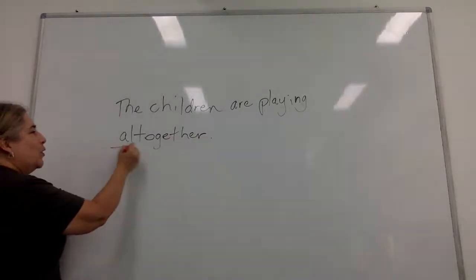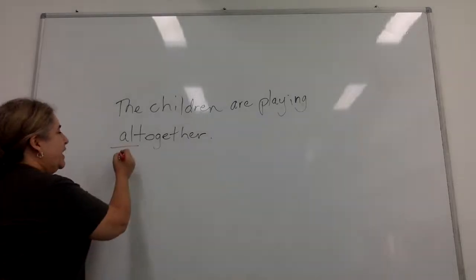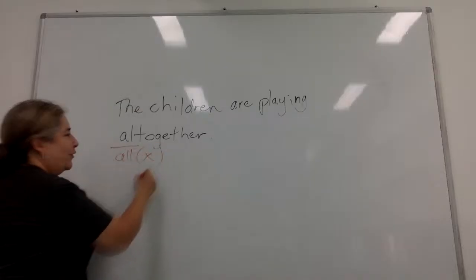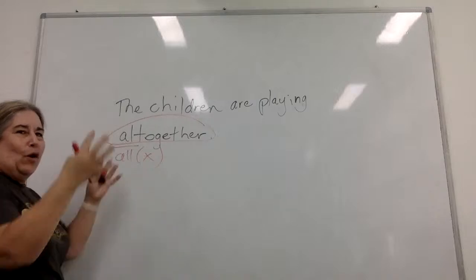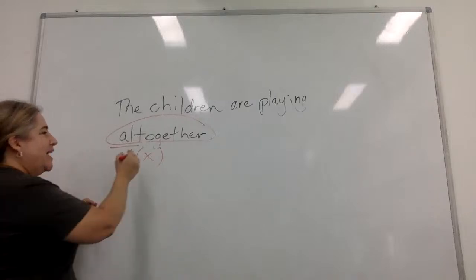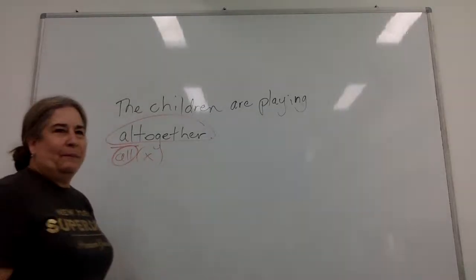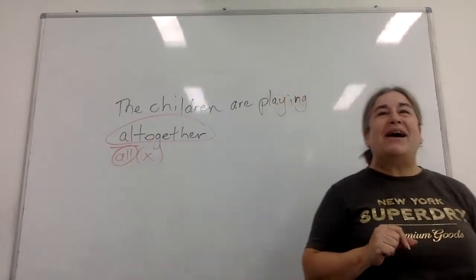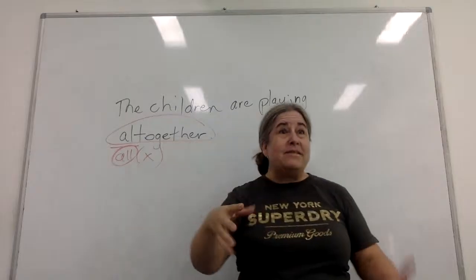This is how you write all together. That is the spelling of all together. Is this word using all? No. This word means together. So you can say together or all together. It is one word. It has nothing to do with all. Good example. This is why I asked, how did you spell it? Okay? So good job.